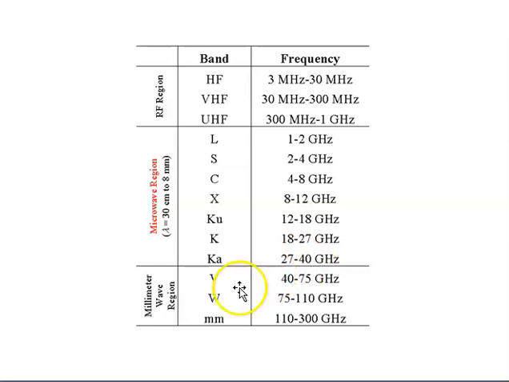Above the microwave region would be the millimeter wave region. The millimeter wave region starts from 40 GHz up until 300 GHz. The bands that we will look into are the V band, W band, and also the millimeter band.